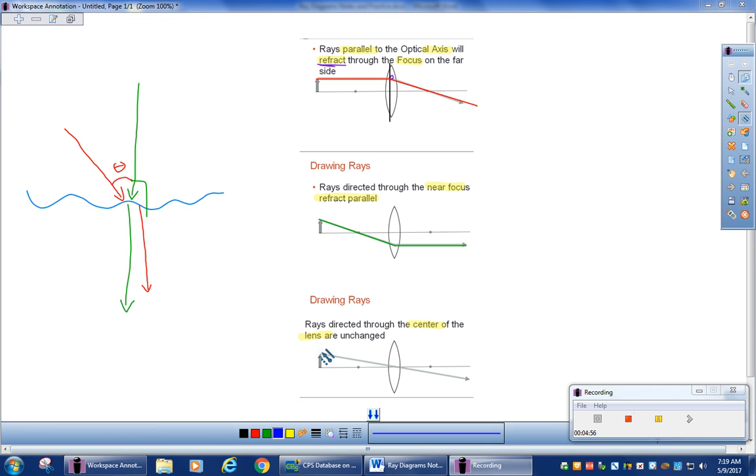So again, I'm going to start at the very tip top of my arrow, and I'm going to draw that line that goes directly through that center point of the lens, straight through without changing it at all. So now if I were to take all of these different lines that I've drawn and start to combine them together, I would be able to identify the location of my new image that's being formed.